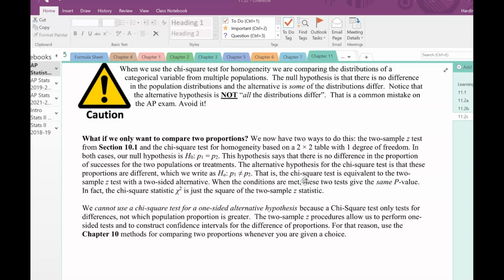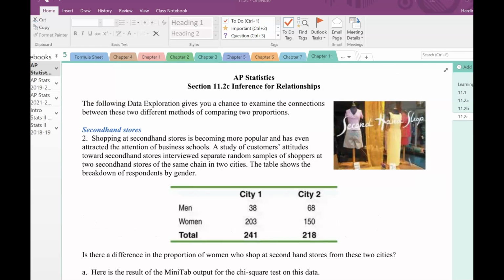You can only do it for a test of no difference, because that's what the chi-square test does, that the proportions are different. So if you flip to the next page, there's an example there about shopping at secondhand stores. It says shopping at secondhand stores is becoming more popular and has even attracted the attention of business schools.